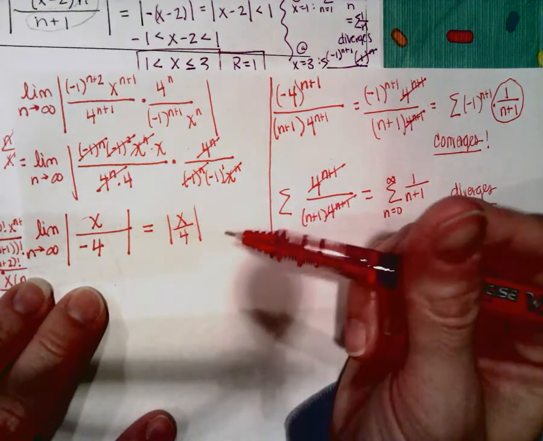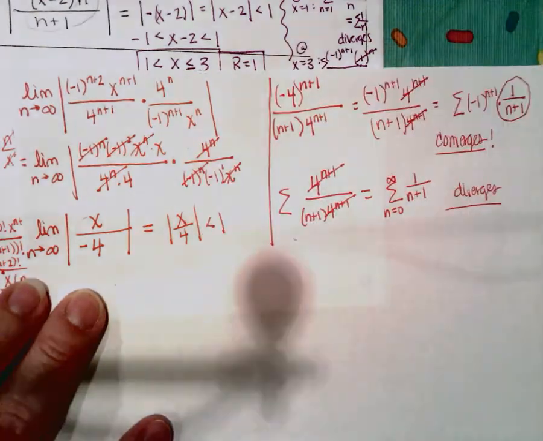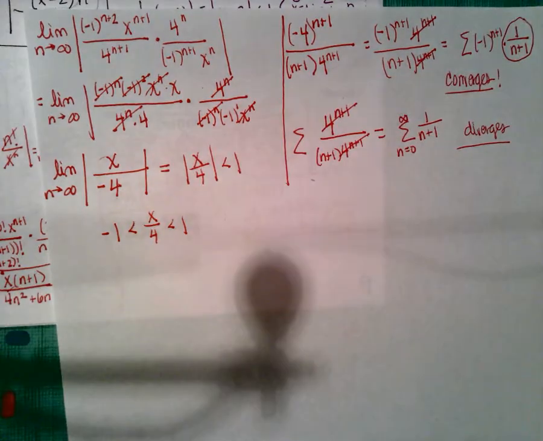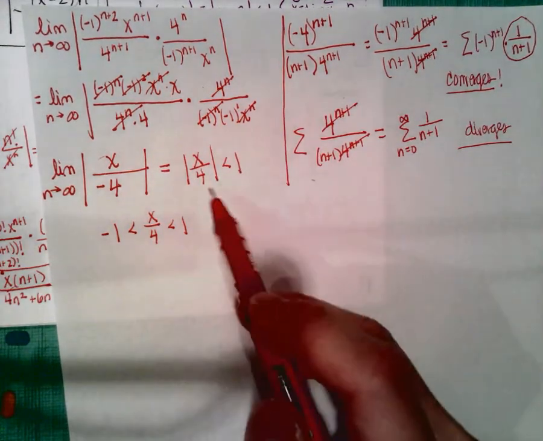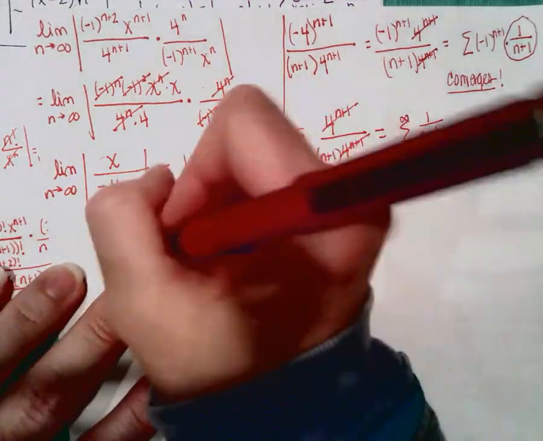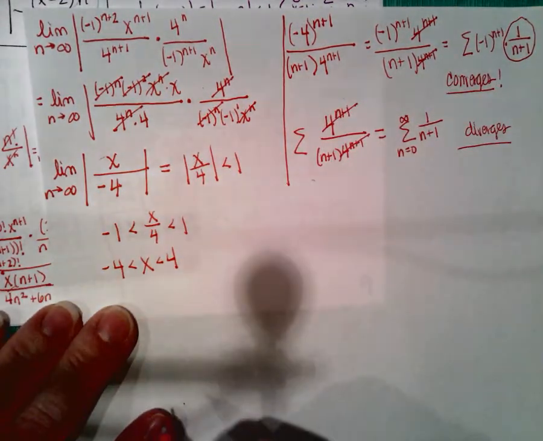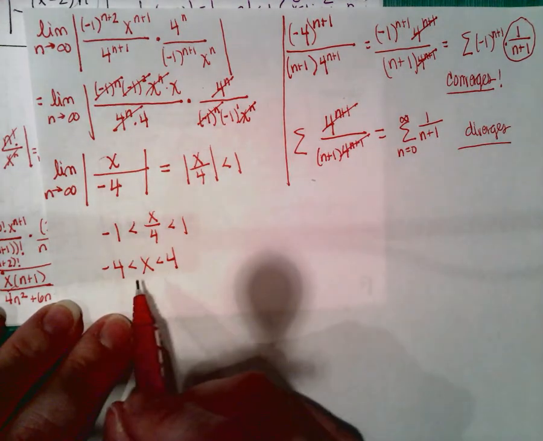And I know this has to be less than 1 in order for it to converge. So I'm going to put the x over 4 in between -1 and 1. That's how you get rid of the absolute values in an inequality. Multiply everything by 4. Okay. Then I just need to test my endpoints, the 4 and the -4.